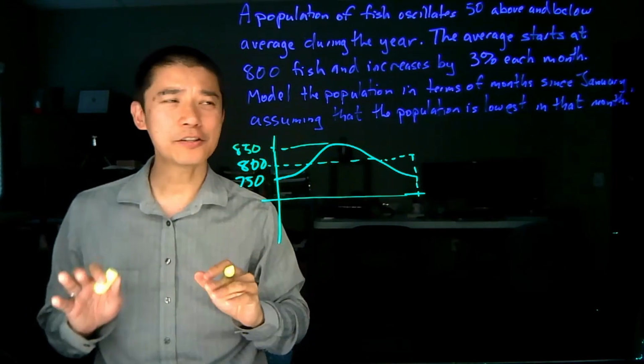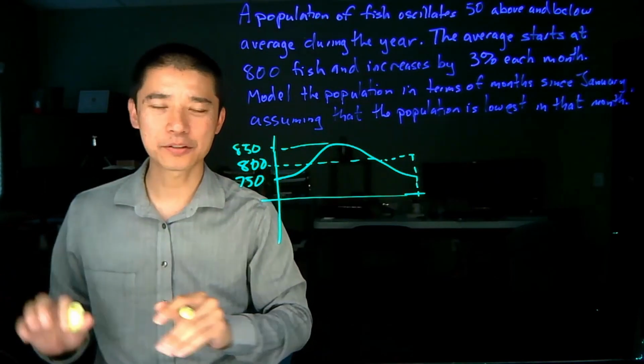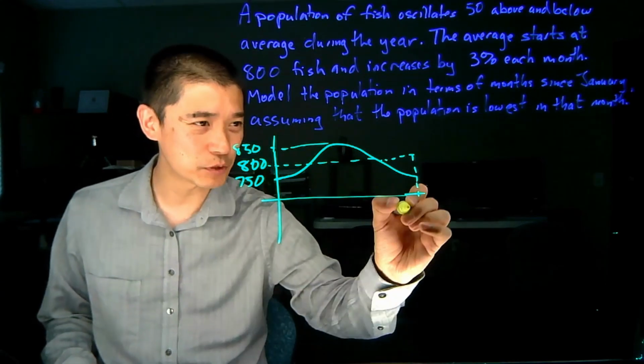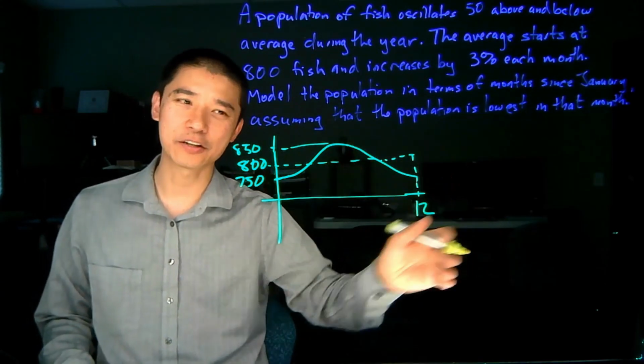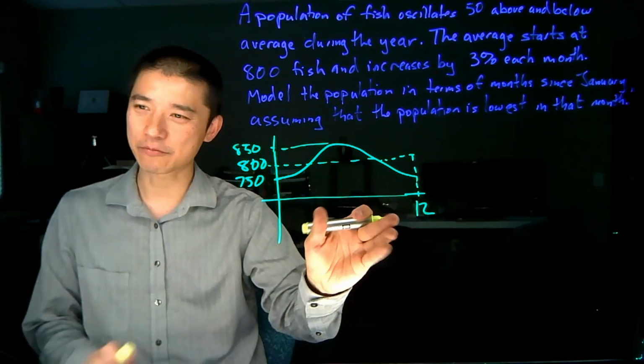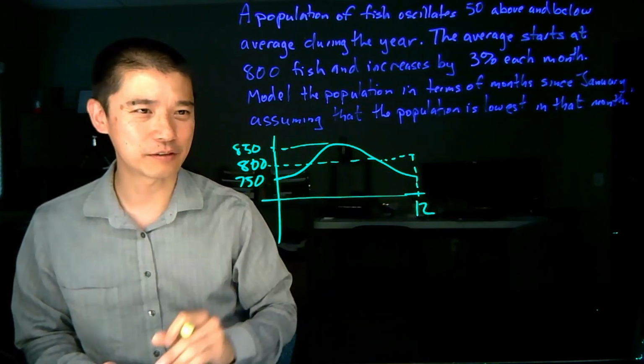Now, the thing to pay attention to is that the time is measured in months. So I'm not going to put a 1 here for where it repeats. I'm going to put a 12 here because 12 months later is when it repeats. And this is going to impact when we calculate the period, the values that we're going to be using.